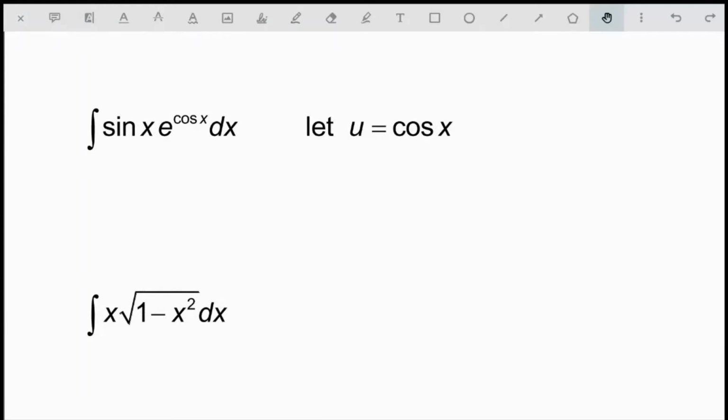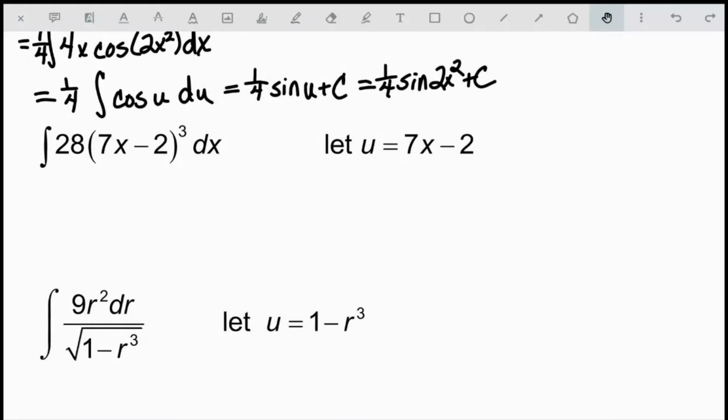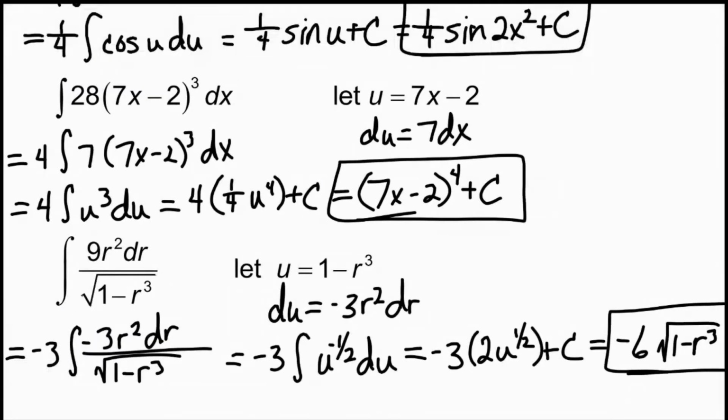So you can pause the video, work those 3 out, and when you unpause the video, I'll show you the solutions to those. All right, so here's what you should have for those first 2. You can see that what I've done here, I needed a du this time of 7 dx. So there was a 28 inside the integral on this one. In order for a 7 to show up, we can just factor a 4 out of the integral. So once you factor the 4 out, replace everything in there. The du, 7 dx becomes du, and then the 7x minus 2 cubed just becomes u cubed.